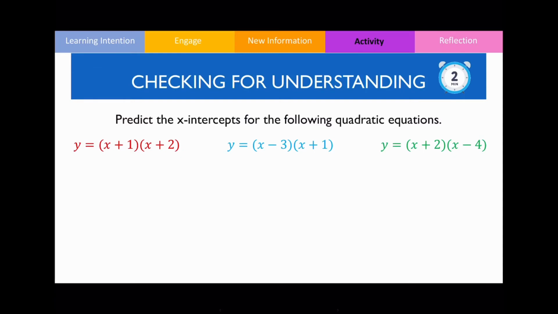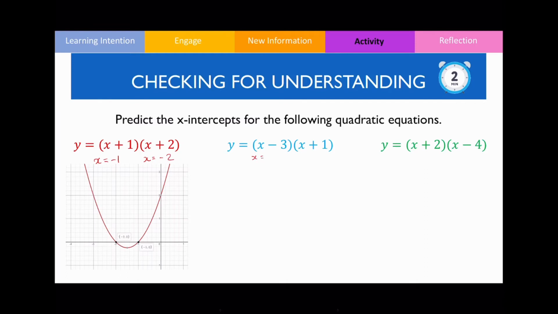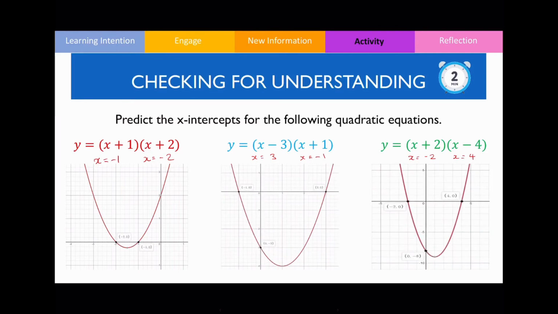Alright guys, for the very first one, you should have got x is equal to -1 as well as x is equal to -2, and I've visually demonstrated that in the diagram below. For the next one, x is going to equal +3, so it's going to be the opposite of that, and the other is going to be equal to -1. And for the last one, your x-intercepts are going to be x equals -2 and x equals +4, and that is shown in these parabolas.